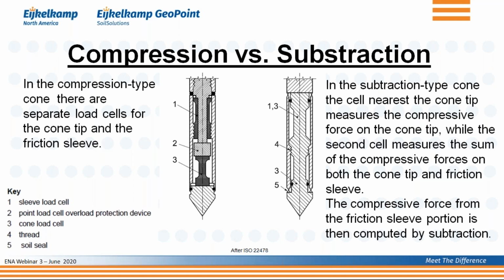You compare that with the one on the right-hand side. You still see a load cell right behind the cone tip, item number 3. But now the friction sleeve is connected to the internal of that cone, and behind that connection, you have a combined load cell, designated 1,3, where you measure both the total load on the tip and the friction sleeve. And therefore, to figure out what kind of loading you're going to get on your friction sleeve, you have to subtract the values from both load cells, and that's why we call it a subtraction cone. That is the difference between a compression cone and a subtraction cone. That's at least the principle.